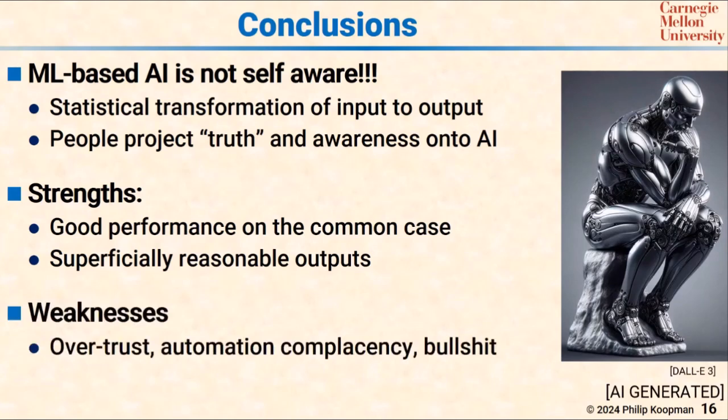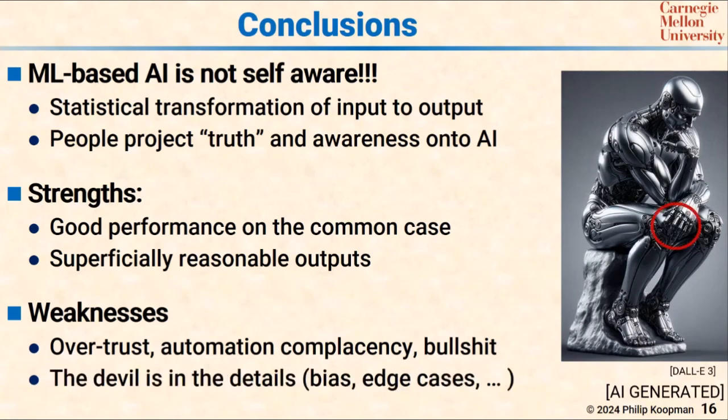The weaknesses are that people tend to overtrust not necessarily reliable outputs. You get automation complacency, and it generates bullshit, again, using that as a technical term. And the devil's in the details. Take another look at that picture.